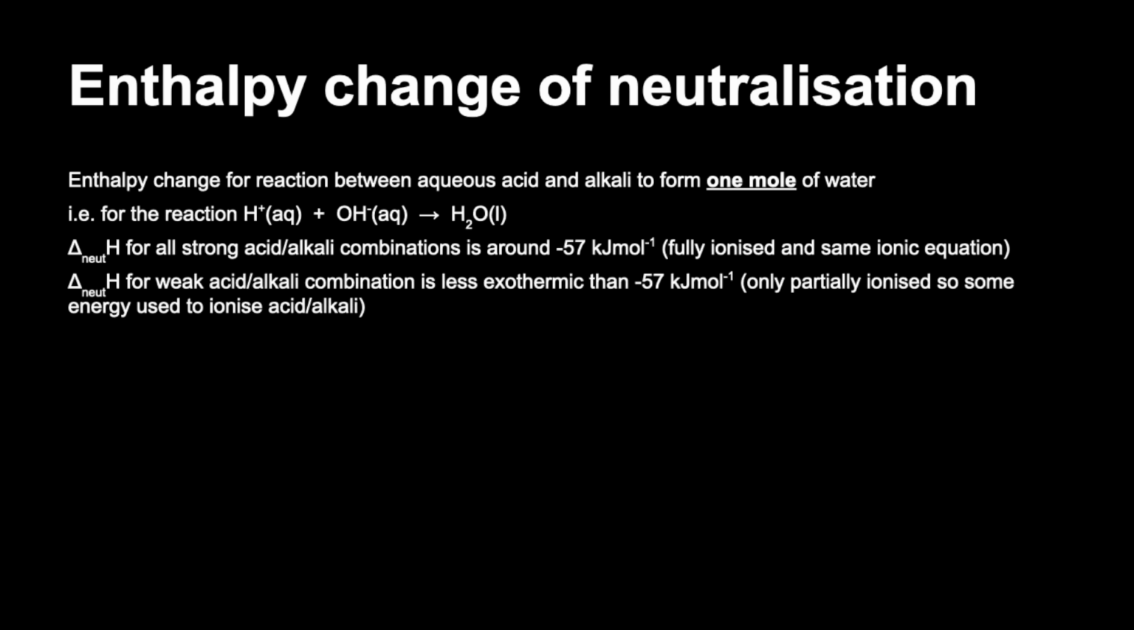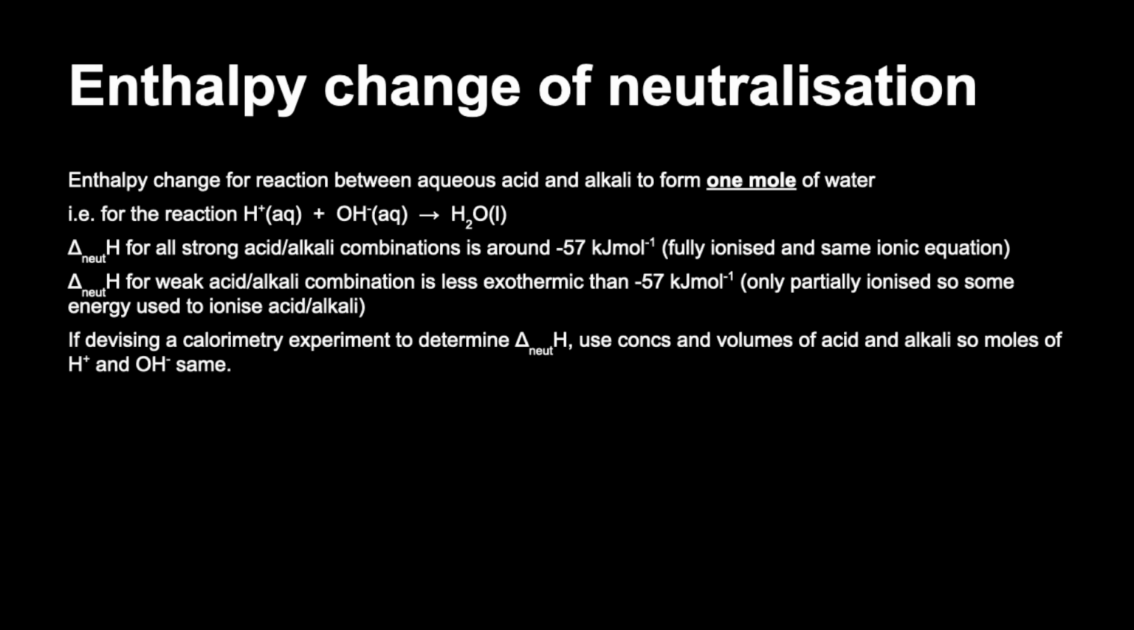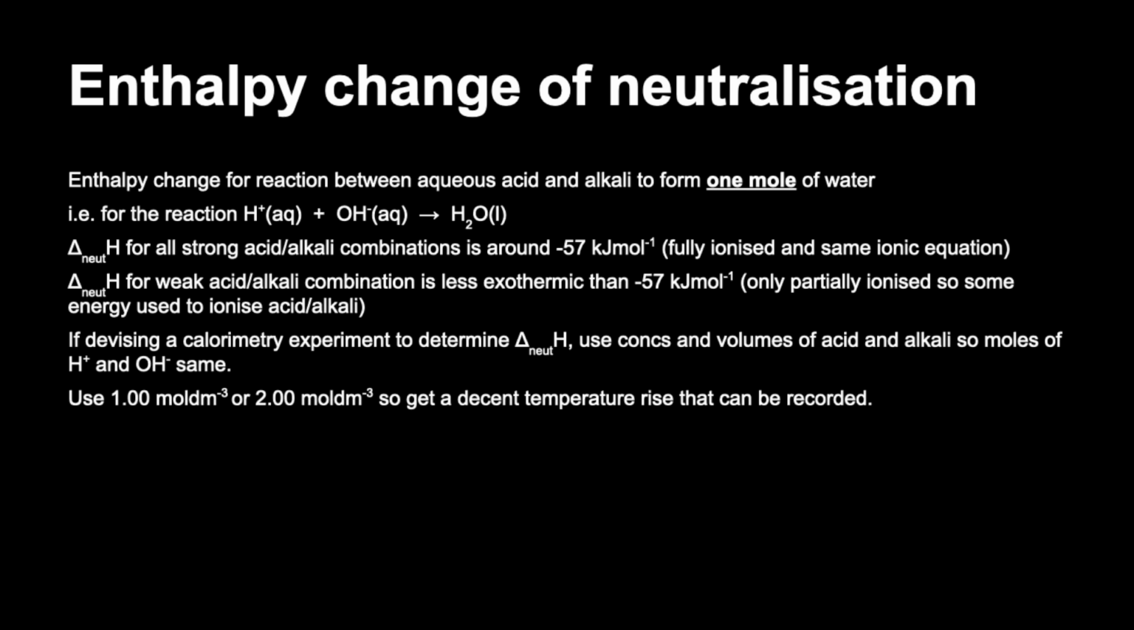And for weak acid-alkali combinations, the enthalpy change of neutralization is less exothermic than minus 57 kilojoules per mole because these are only partially ionized. So some of the energy is being used to ionize the acid or alkali. If you're devising a calorimetry experiment to determine the enthalpy change of neutralization, it's best to go for concentrations and volumes of the acid and alkali so the moles of the ions are the same. And in terms of concentration, it's best to use either 1 or 2 moles per decimeter cubed, nothing lower, nothing higher, so you get a decent temperature rise that can be recorded.